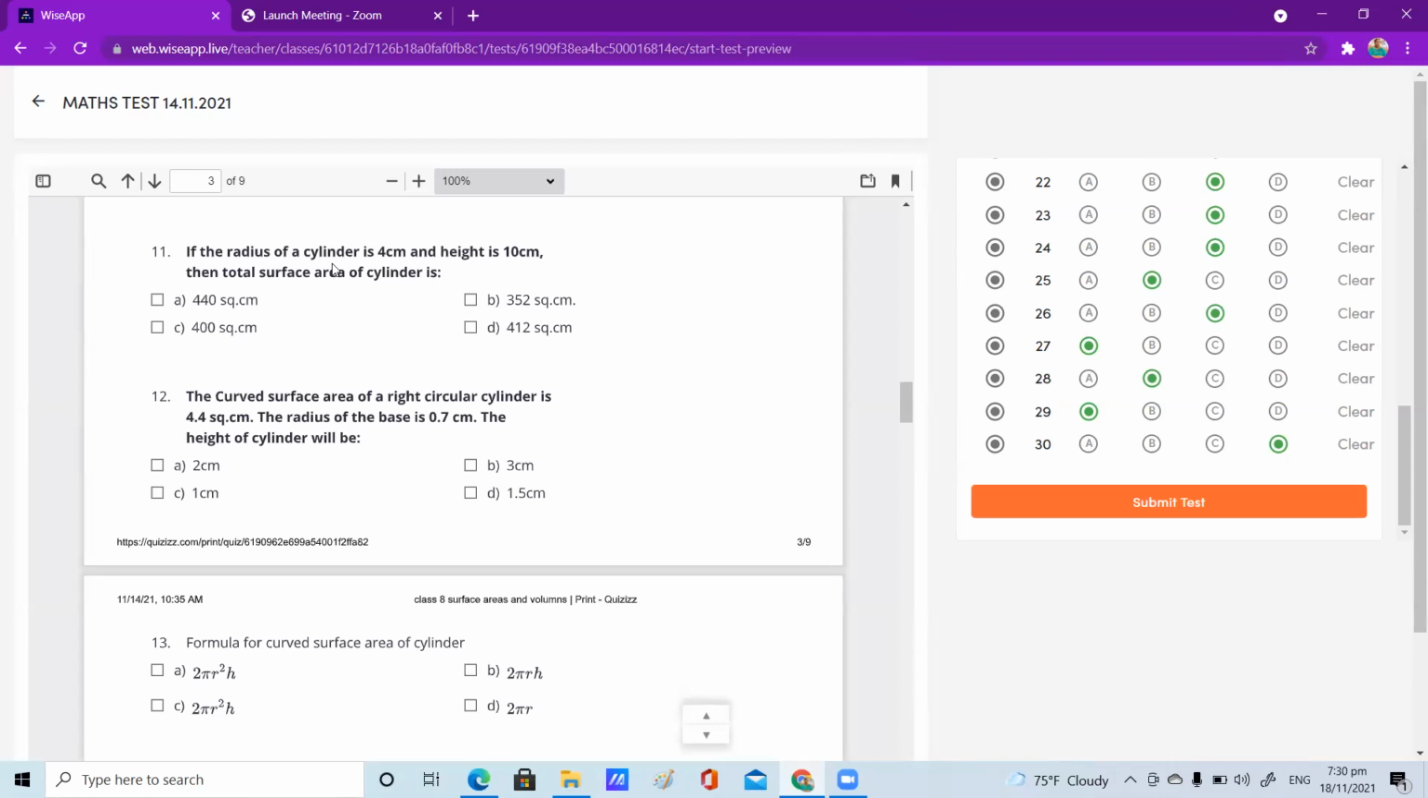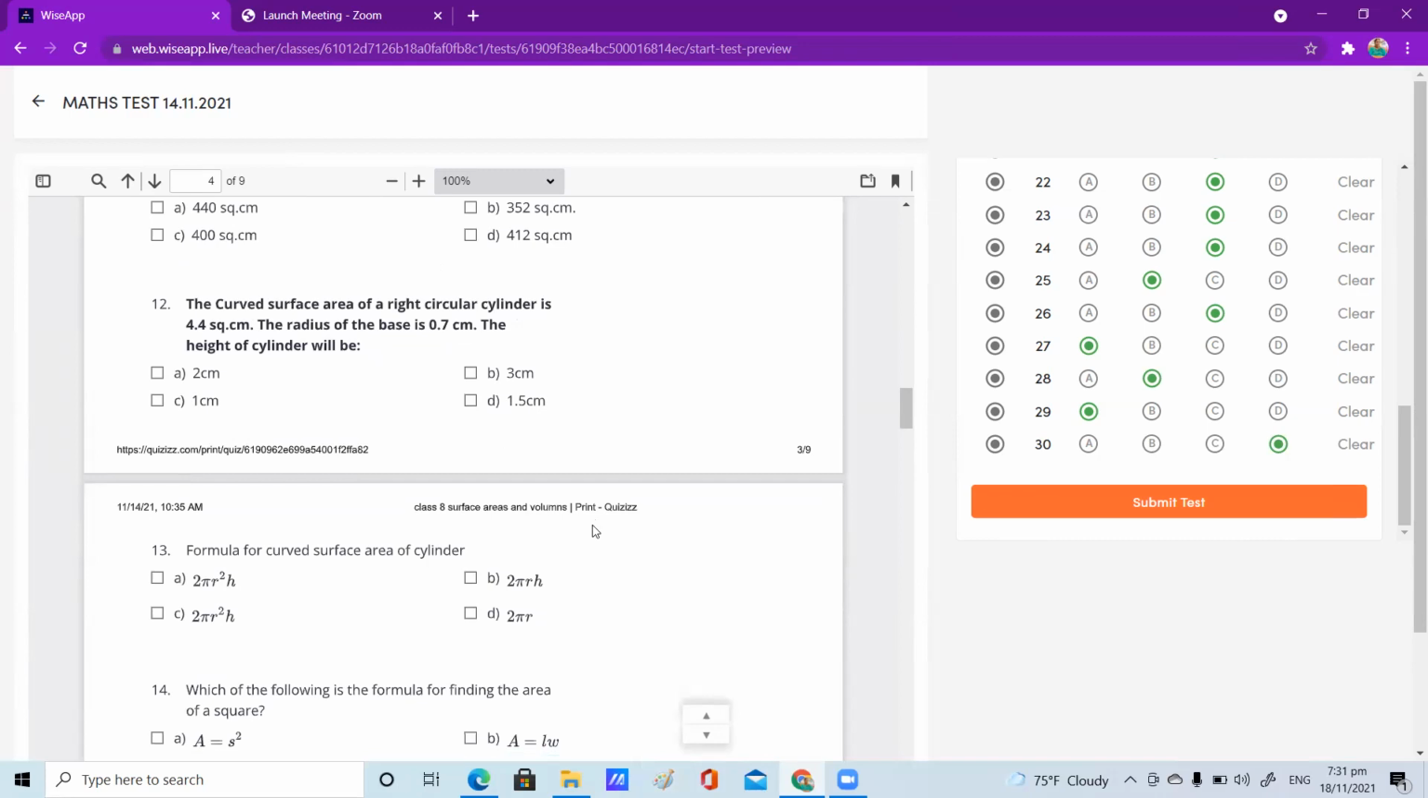Ma'am, I had a doubt. In the cube question they asked to find the surface area, so we have to find the total surface area, right? Yes, 6a square. They didn't mention anything, so go with the TSA only. If they particularly mention LSA or TSA, go according to that, but if nothing is mentioned, go with the TSA. Next.